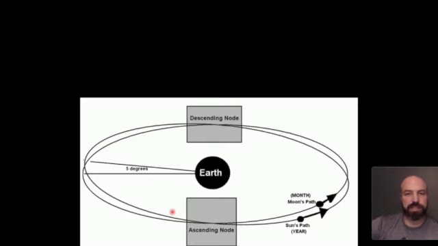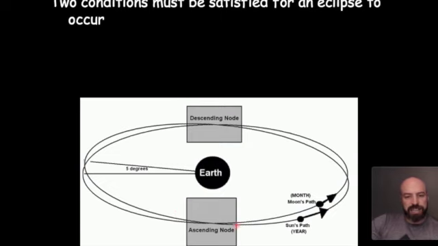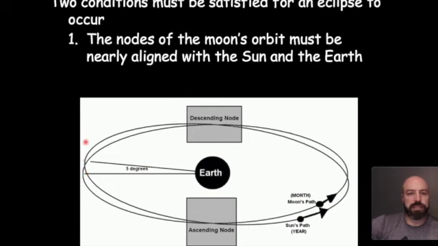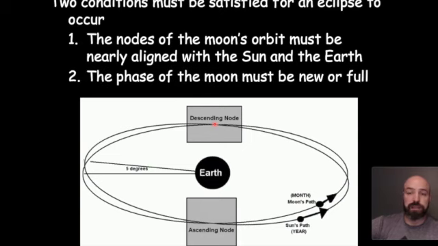We talked about this in the last video. The moon actually has a little tilt to it. It's got a 5-degree angle compared to the Earth going around the sun. So here's the Earth, and the moon's going around the Earth. Now, the appearance to us is that the sun's going around the Earth as well. But there's that 5-degree difference. So in order for an eclipse to actually happen, these nodes here at the full moon and the new moon have to be nearly aligned. And the moon must be either a new moon or a full moon.